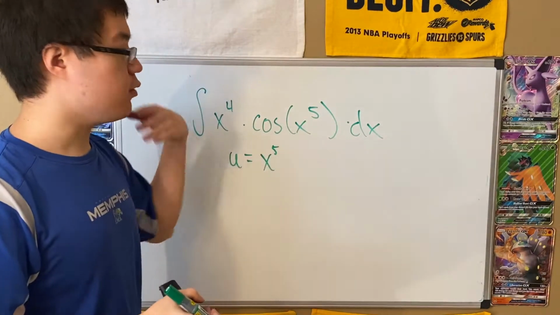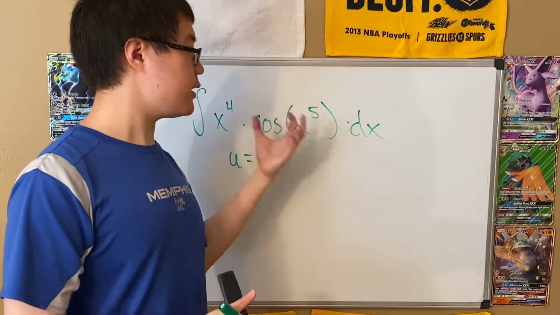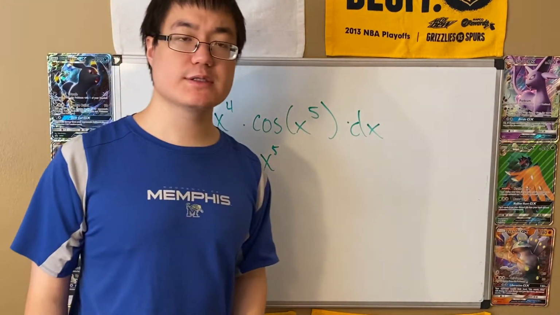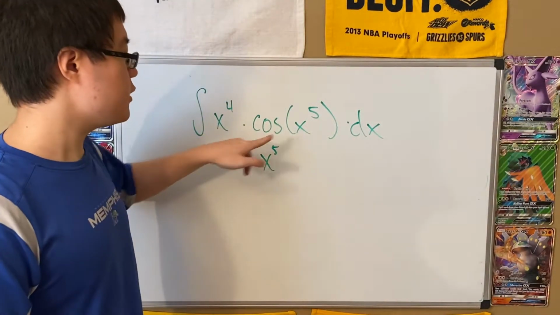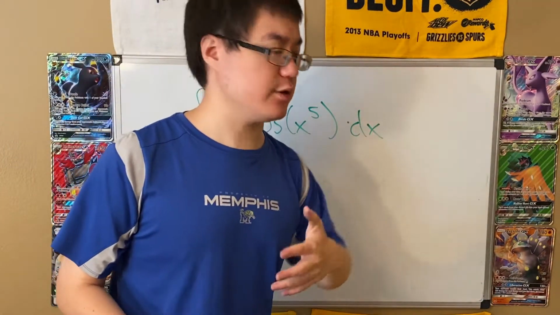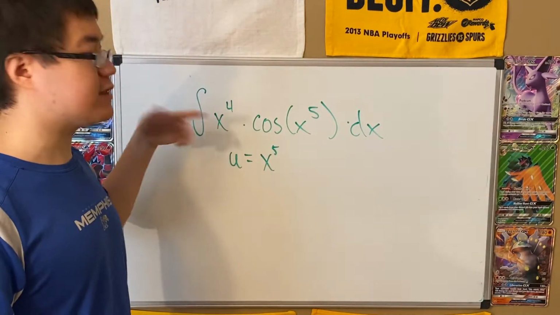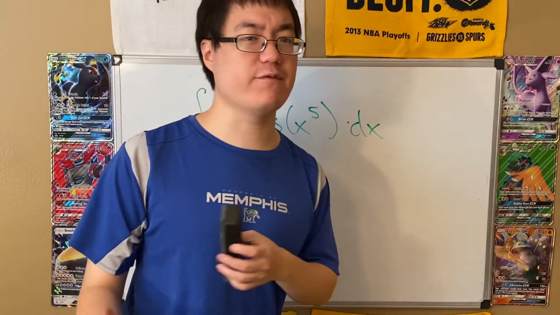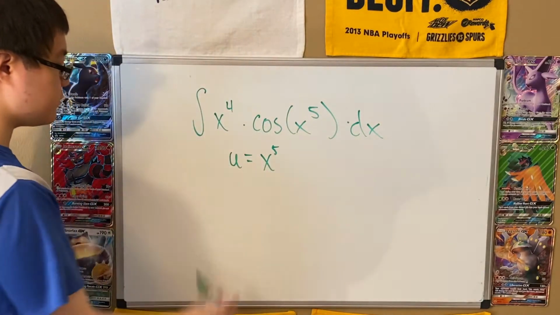And why is that so? Well, there are 2 reasons. First off, it's inside another function. It's within parentheses, so that's why it's a good choice. Another reason is that its derivative is right here. It's not exactly there, but it's basically there. The derivative of x to the 5th is 5x to the 4th, while this is just x to the 4th. That's good enough for me. So this was our first step, choosing our u.